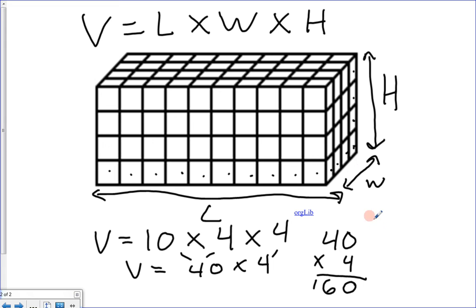I did not specify, so let me pretend I said inches all along, okay? So this one would be 160 inches cubed. Now the key here for the takeaway, please remember that volume equals the length times the width times the height.